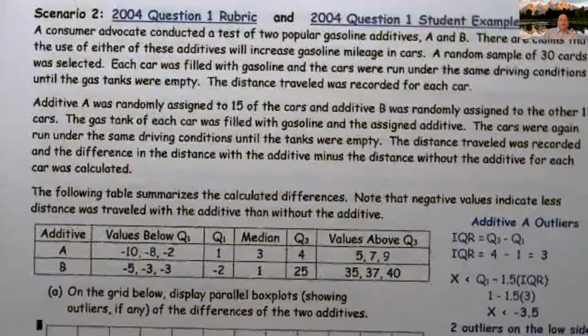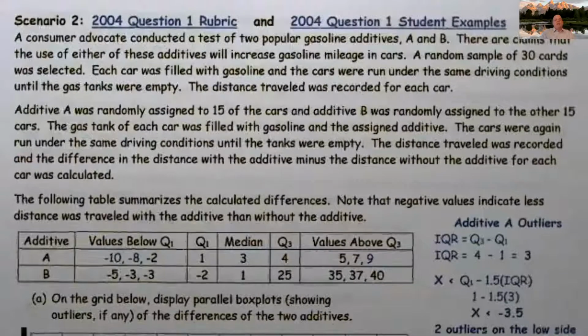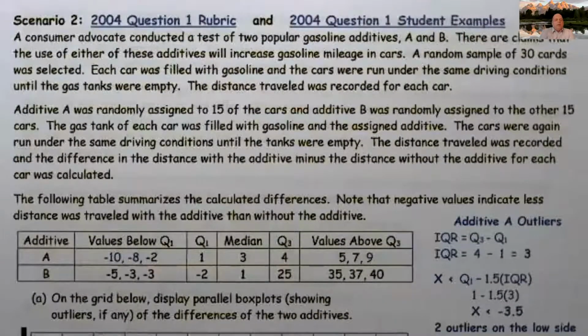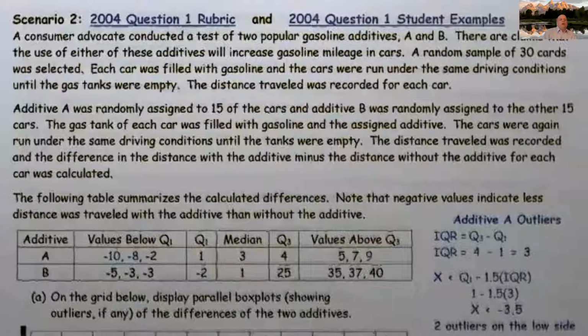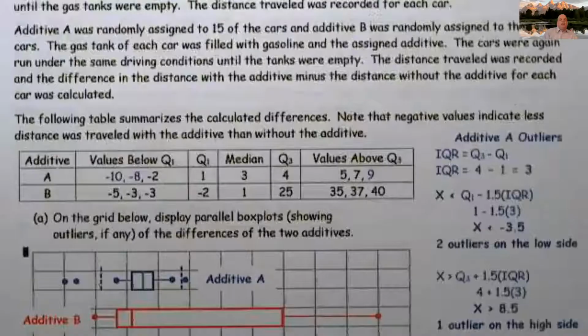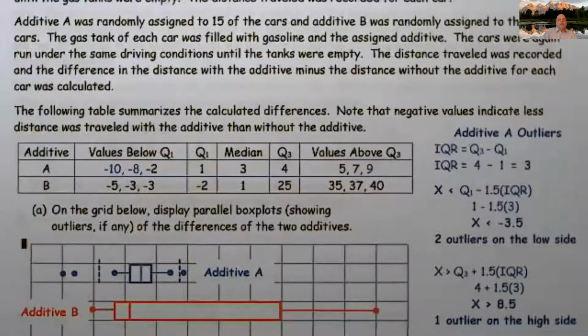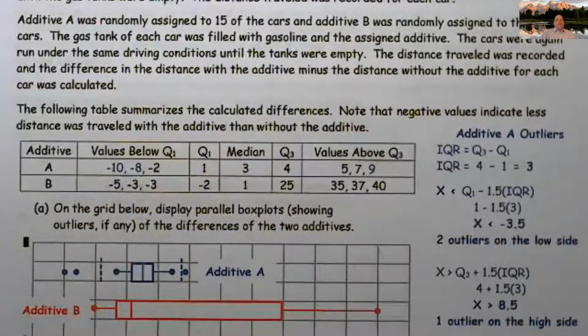So that gave us the two sets of data. And we have a list of minimum values, Q1, the median, Q3, maximum values, etc. And then it says, on the grid below, display parallel box plots showing outliers, if any, of the differences of the 2 additives.